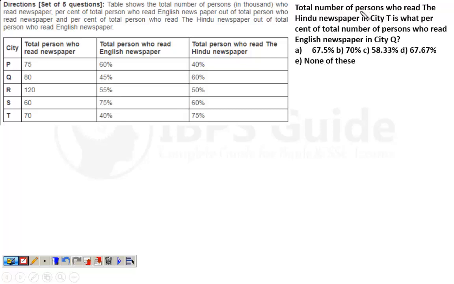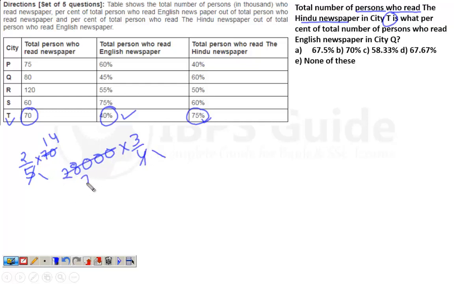Now see, total number of person who read the Hindu newspaper in city T. So just go for city T and find out the total number of person who read Hindu newspaper. Now see, 70% of 40%. So 40% means 2 by 5, as we just calculated. 2 by 5 of 70,000. So 5 ones are 5, 5 fours are 20, 14 into 2 is 28. 28,000 who read English newspaper, and out of this 28,000, 75% means 3 by 4. 4 ones are 4, 4 sevens are 28, 7,000. 7 times 3 is 21. 21,000 is what percent of total number of person who read English newspaper in city Q.